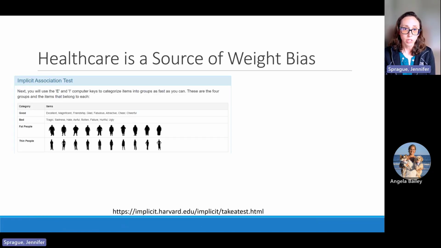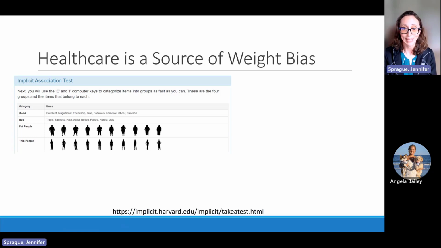Sadly, healthcare is often a source of weight bias. So we have two types of bias. There's explicit bias, that's an overt conscious prejudice. And we can overcome that, we can improve that by increasing education about the complex causes of obesity. That can help us recognize our explicit biases.